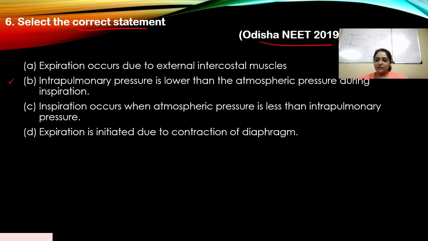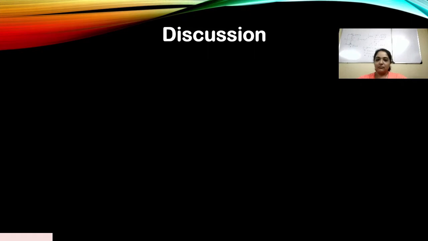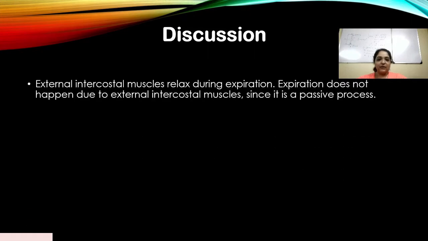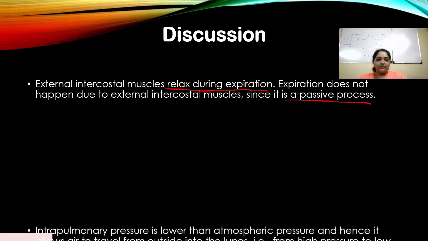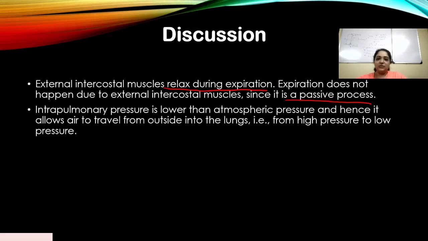Okay, let's look at the discussion here. Like I said previously, the external intercostal muscles relax. Please remember, they relax during expiration. So expiration does not happen due to external intercostal muscles, since it is a passive process. Passive process means there is no energy required. Second, intrapulmonary pressure is lower than the atmospheric pressure, and hence it allows air to travel from outside into the lungs, that is, from high pressure to low pressure.